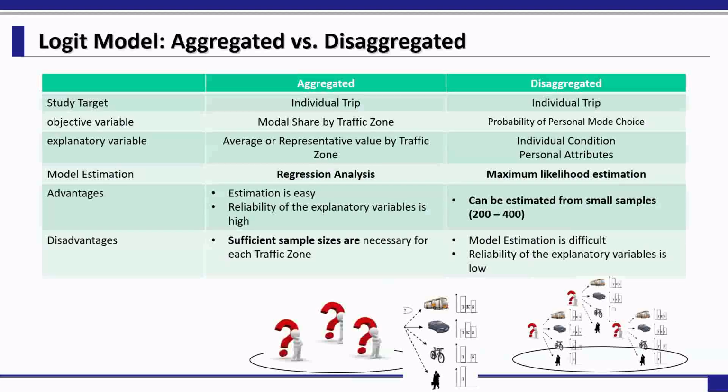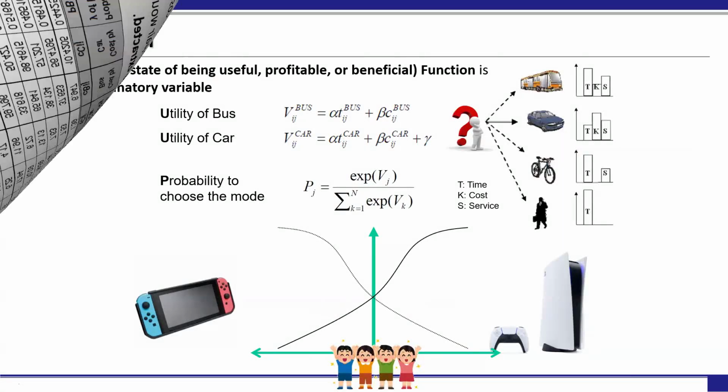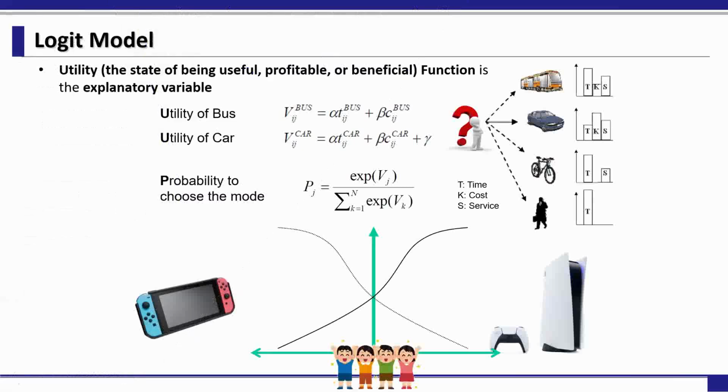Then logit models focus on people's intentions to choose the travel modes. For example, this video shows which kind of video game software or hardware must be selected. When you want to play the game on the bus, you want to purchase the so-called portable one. But when you want to play the game in your house, in-house game software will be purchased.